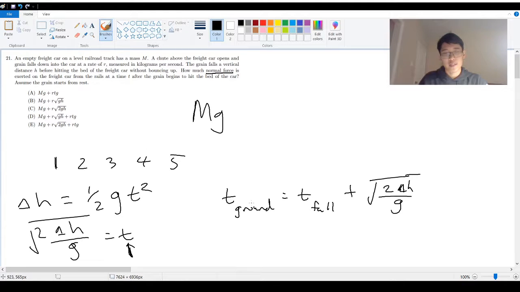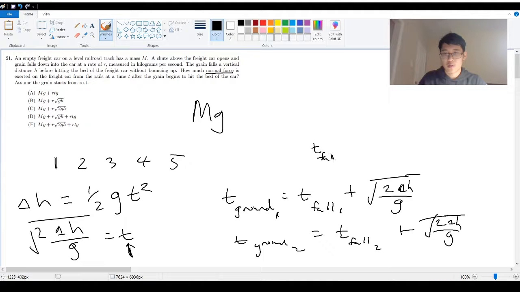But you can imagine that for consecutive grains, t ground 1 equals t drop 1 plus this constant, and t ground 2 equals t drop 2 plus this exact same constant. If we subtract these two, which gives us the rate at which grain hits the ground, we get t ground 2 minus t ground 1 equals t drop 2 minus t drop 1. So the constants cancel out, which means that it's also hitting the ground at a rate of R, okay?